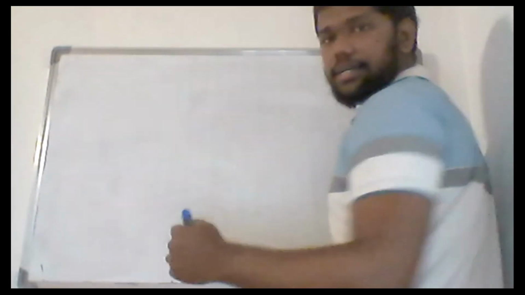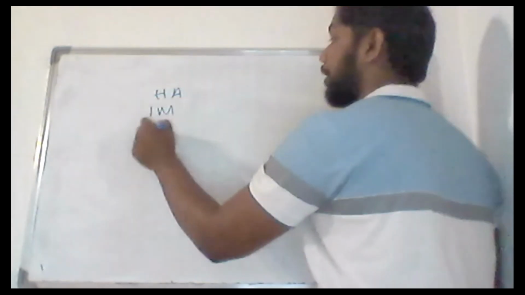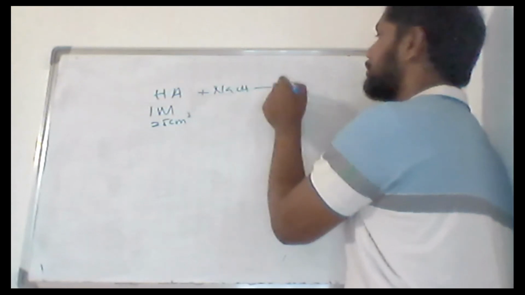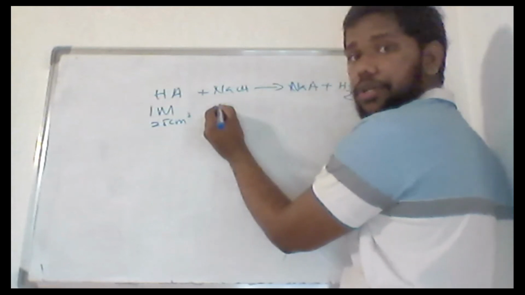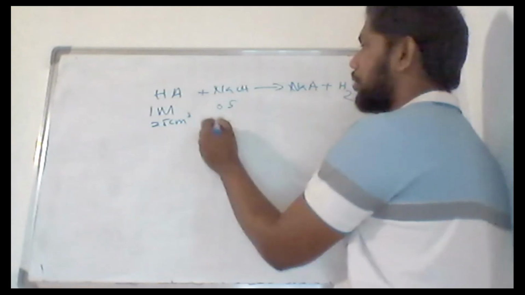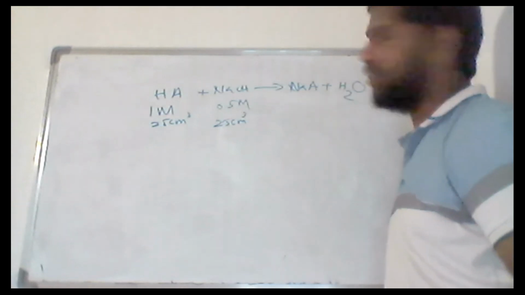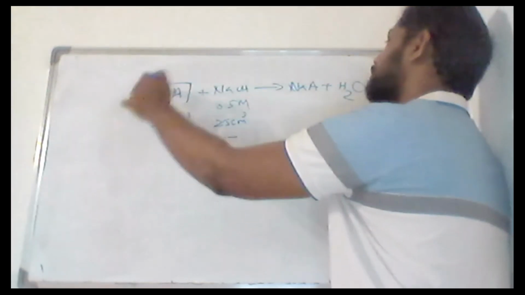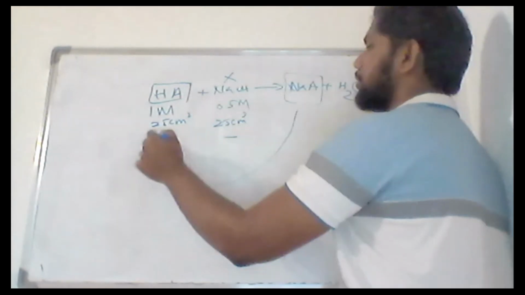So you have 1 m Y, which means it contains HA aqueous. You have 25 cubic centimeter of this, plus you have NaOH. So basically this reaction is going to happen, forming Na plus H2O. And how much are you going to add? 0.5 m, 25 cubic centimeter. So what is actually forming here? Think about this 1 m, 0.5 m. Automatically you see this will remain, this will be the limiting factor, and this will be formed here.